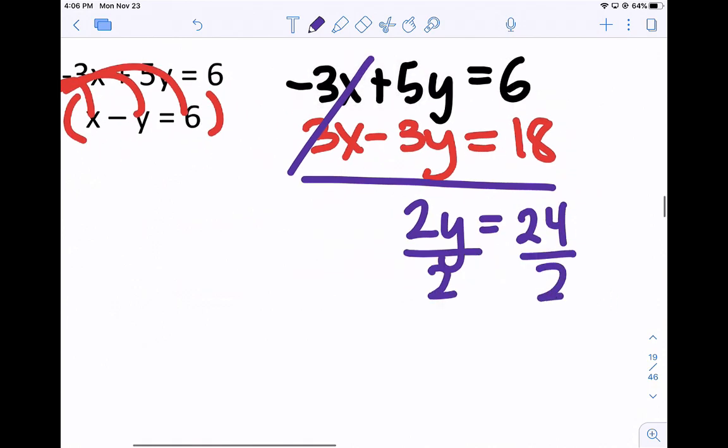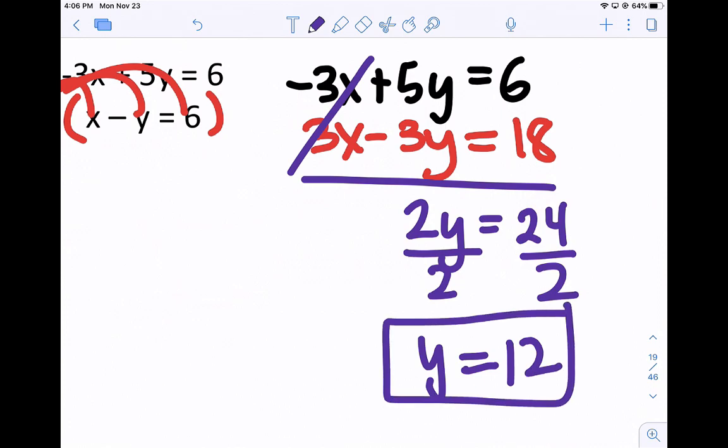Next step, we'll solve for that variable. So I'm going to get y equals 12. And again, I'm looking for the point of intersection, and I'm halfway done. I know the y value. When they cross, y equals 12.